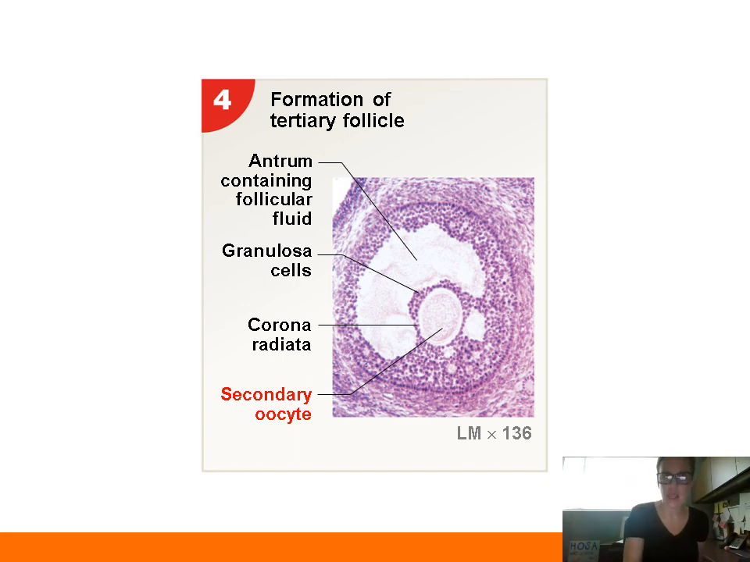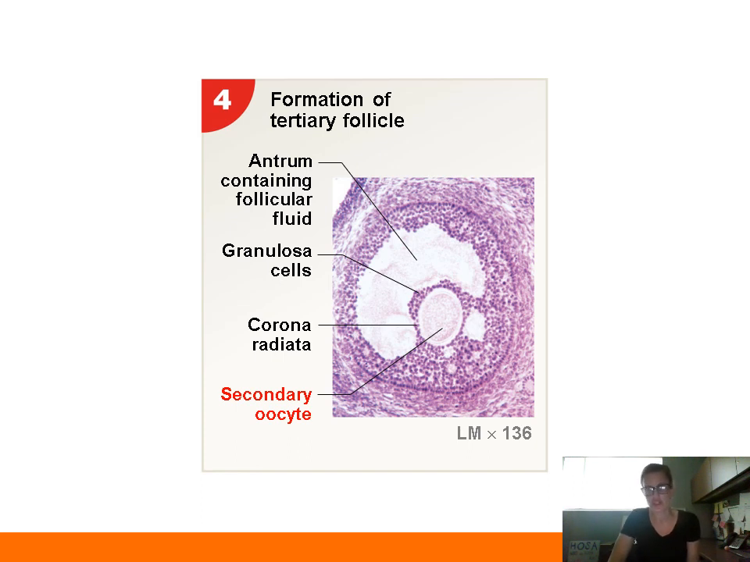And you can see a tertiary follicle here. By about 10 to 14 days into the cycle, the follicle is going to be a tertiary follicle. So if the ovarian cycle is about a month long, that means halfway through the cycle, we have a tertiary follicle. The tertiary follicle is large. It spans the entire width of the ovarian cortex. So it's very, very big.